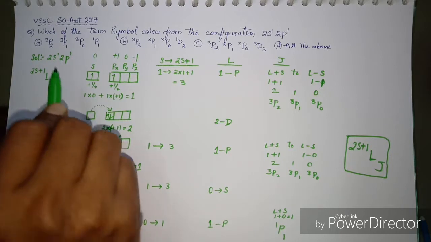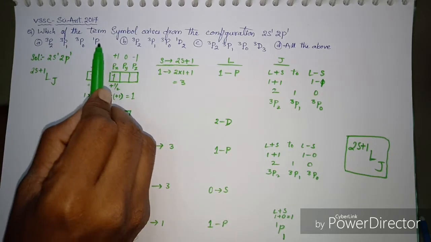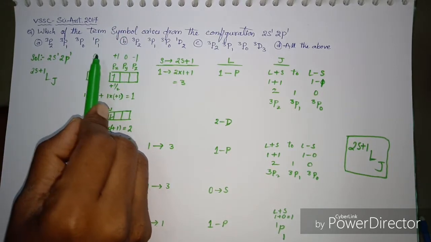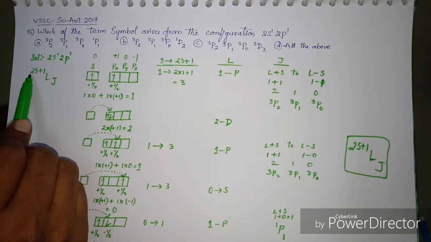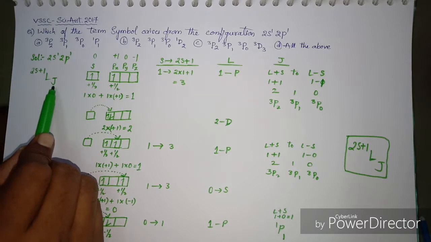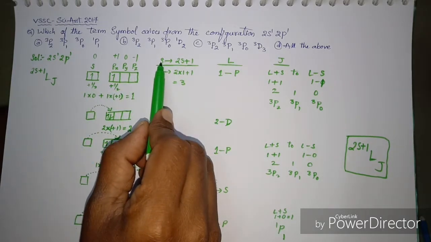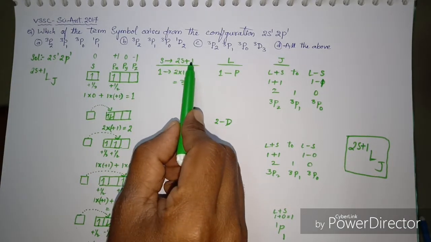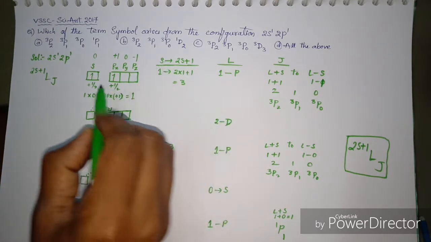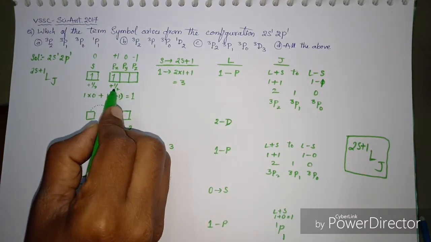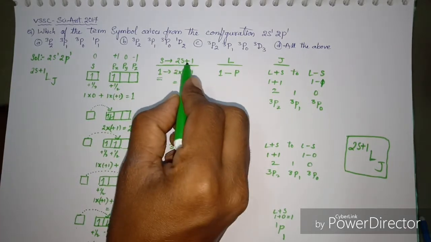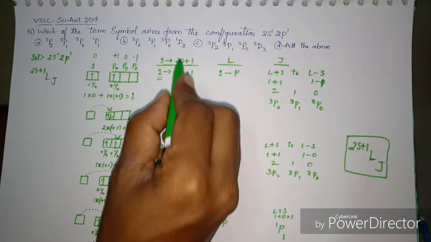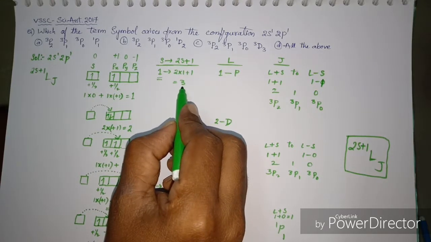Now, let us try to understand how to give the term symbol. Already we have learned in the last video. Here, the basic term symbol is 2S plus 1 L J. First we calculate 2S plus 1. The S value here is plus half and plus half, together equal to 1. Now 2S plus 1 equals 2 into 1 plus 1, that is equal to 3.